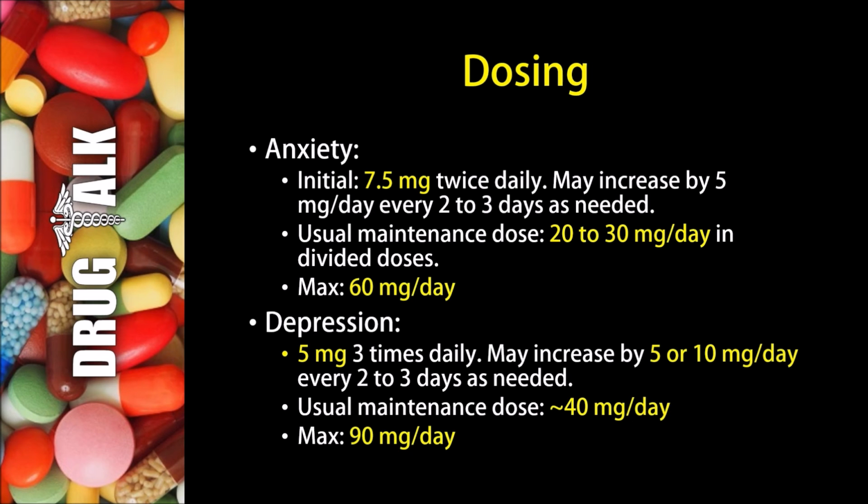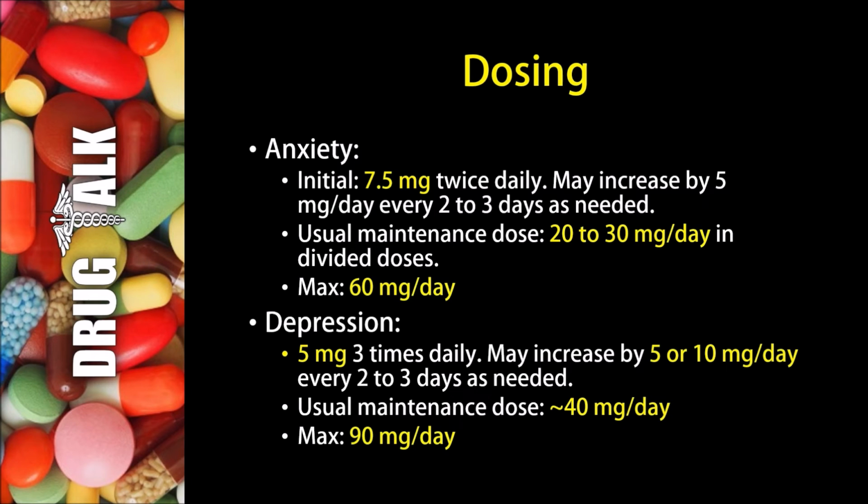Now for some examples of dosing with Buspirone. So in anxiety, the initial dose would typically be 7.5 milligrams twice daily, with the option to increase the dose by 5 milligrams per day every 2 to 3 days as needed. The usual maintenance dose would be 20 to 30 milligrams per day given in divided doses. And the maximum dose would be 60 milligrams per day, again given in divided doses.